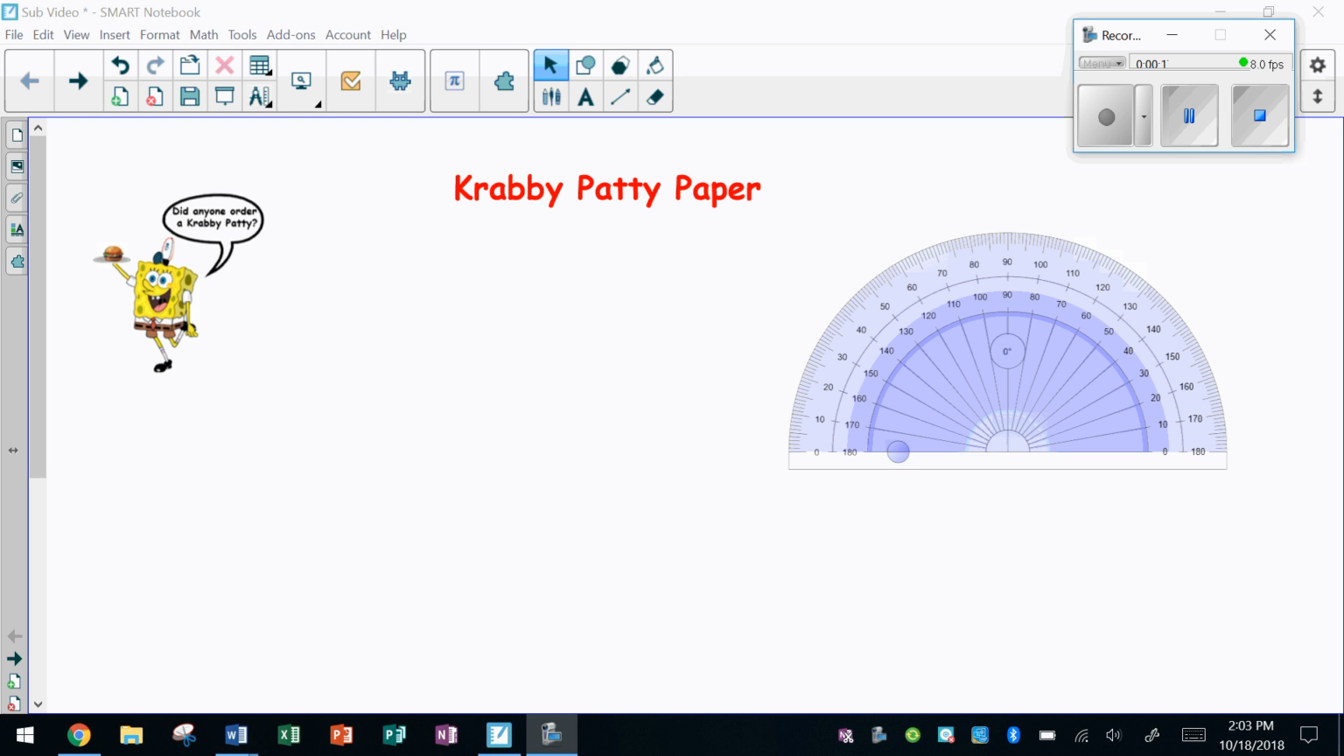So, the substitute should have given you a piece of what I like to call Krabby Patty paper, but it's really just patty paper. I want everyone to have one piece of Krabby Patty paper and also a protractor. So if you need to get a protractor or a piece of patty paper, please do so now.